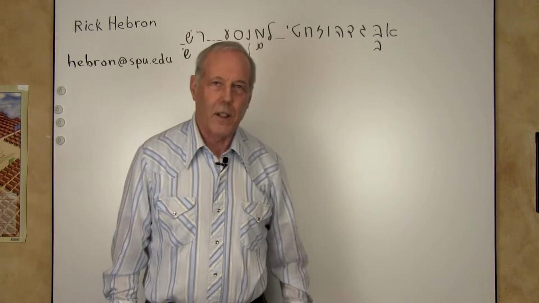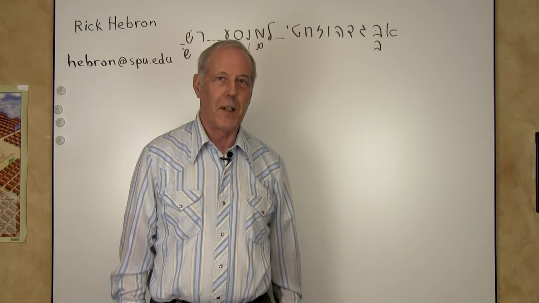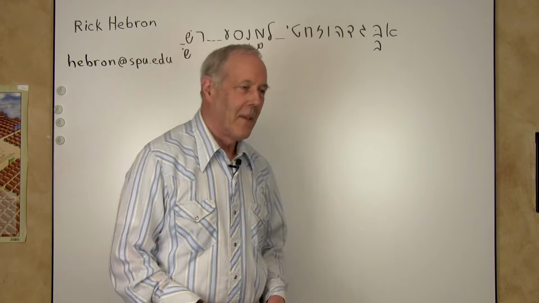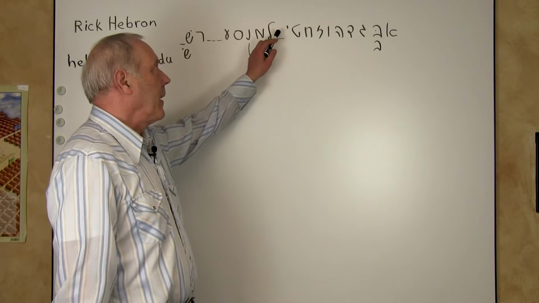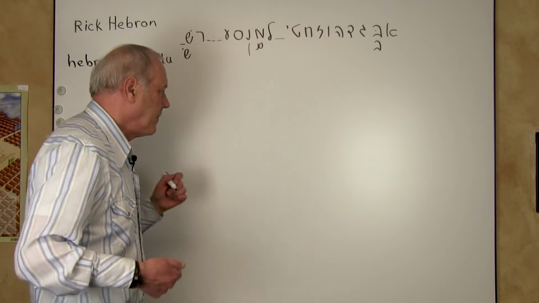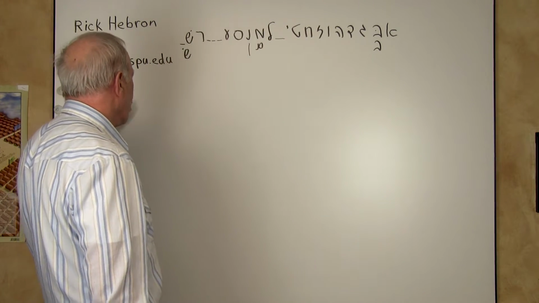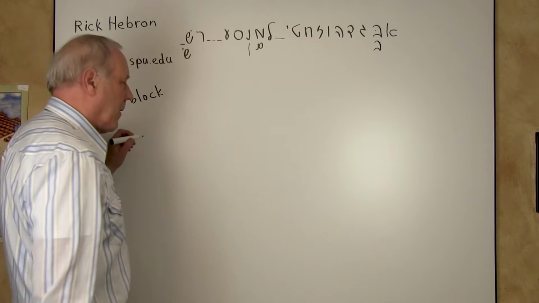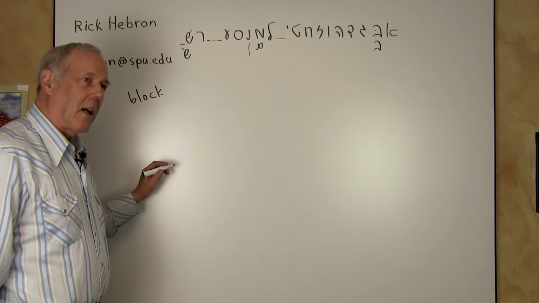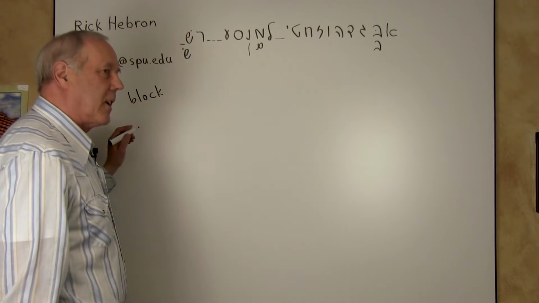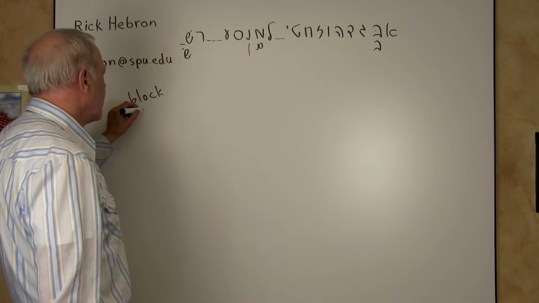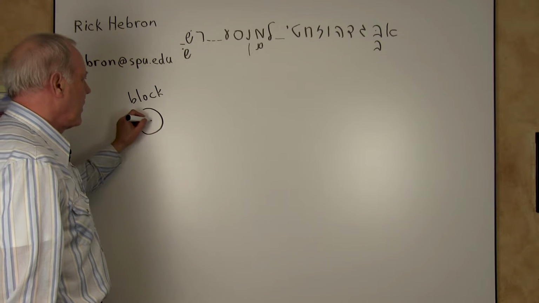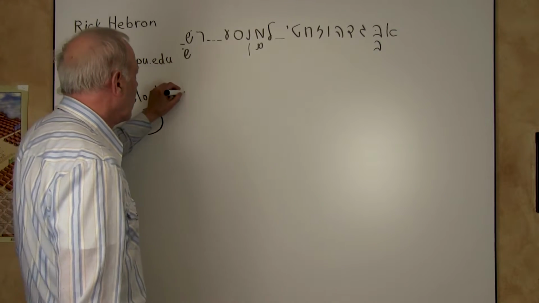Today, I have the exciting news that we're going to learn three letters, and we'll get credit for one. We'll fill in this blank right here. It's a letter called Chaf, or Kaf. It's called Kaf. It looks like a backwards C with a dot in it.